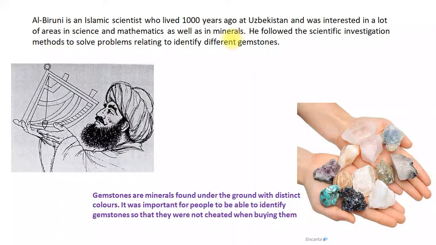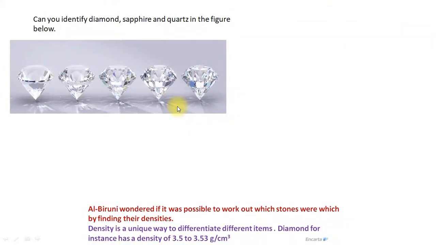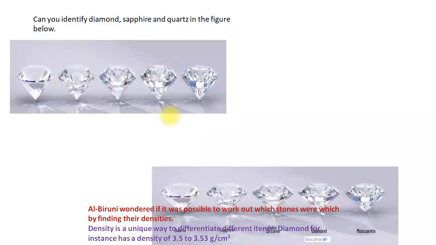Now, it was important for people to be able to identify gemstones so that they were not cheated when buying them. For instance, a well polished diamond, sapphire, and quartz will look alike, like what we have in this picture. Can you identify which among these gemstones is diamond? I guess it would be difficult for you to do that, right?